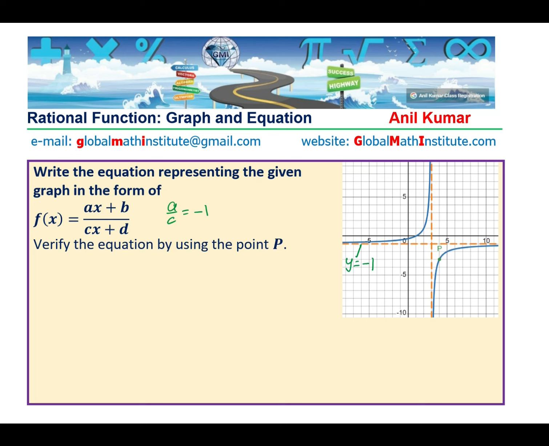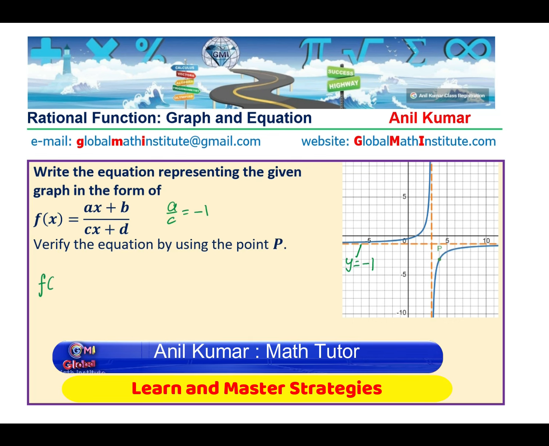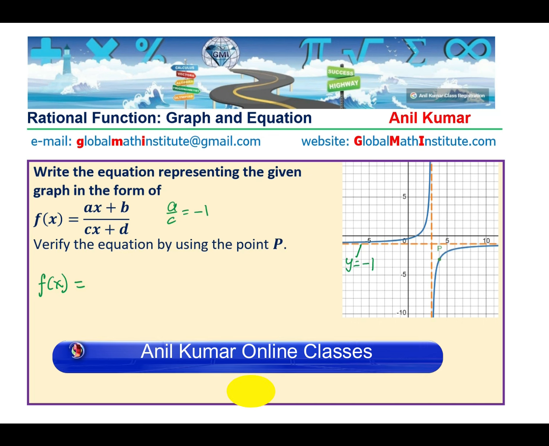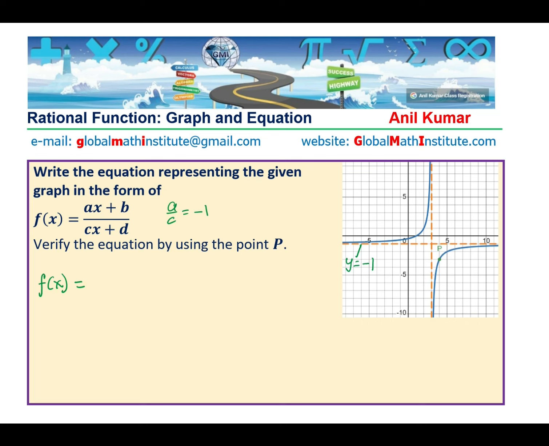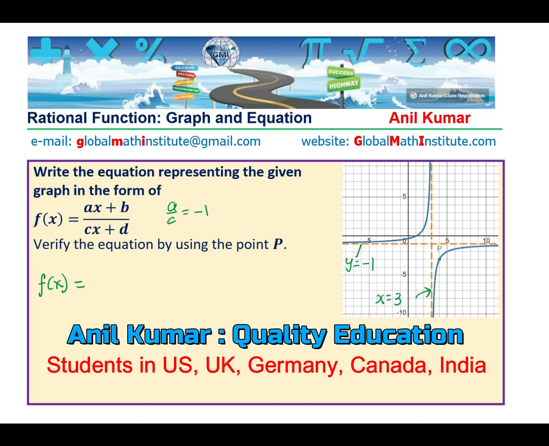So I could actually write here f of x equals, the ratio is minus 1, right? So I could write even c as minus 1. But anyway, let's see. And write down the vertical asymptote also. Vertical asymptote is at x equals 3. x equals 3 is the vertical asymptote.